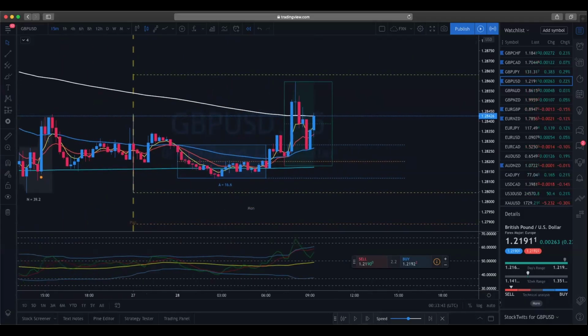Any bias yet? You still want to sell this? Type 1. Who else thinks it's going to create a type 1 possibly? Looks like a long now, says Gianluca. It's pinning to the 50. Ah, yes. It's pinning to the 50.